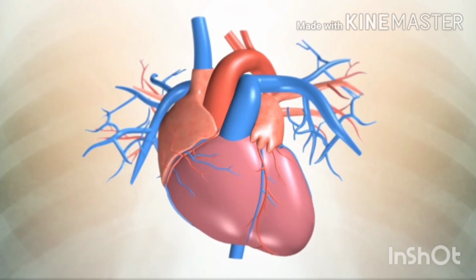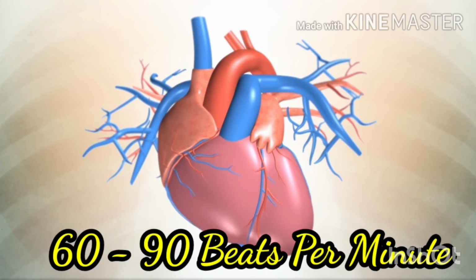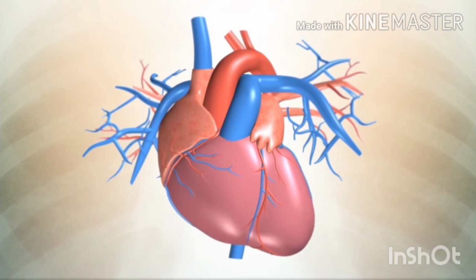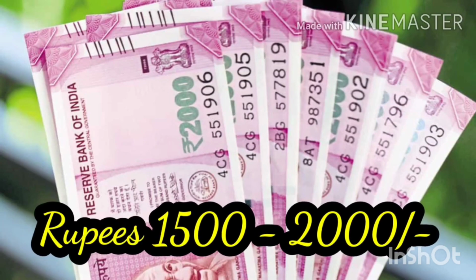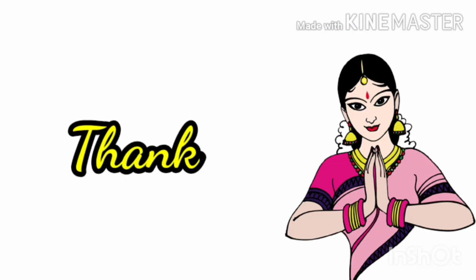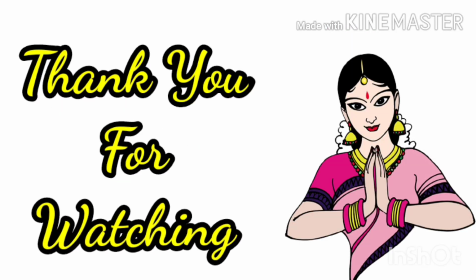Next comes the heart rate. Normally the heart rate is 60 to 90 beats per minute. Next comes the cost of pulse oximeter. The cost may vary depending upon the brand, but generally a fingertip pulse oximeter costs 1500 to 2000 rupees. This is all about the pulse oximeter, its usage and the principle.